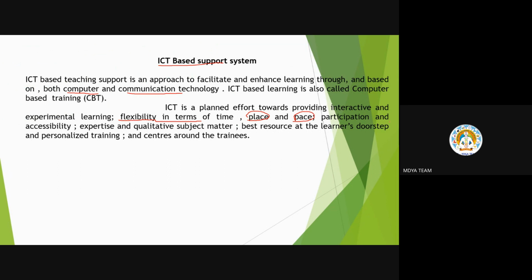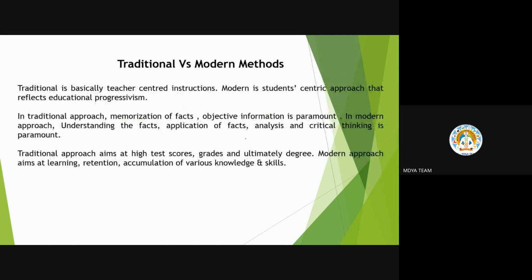Now, participation and accessibility. You all can participate in the class, and you can access all the things that have been taught in the class. Expertise and qualitative subject matter: the best resources at the learner's doorstep. This is important related to place. And personalized training centered around the trainees. So this is all about the ICT-based support system.